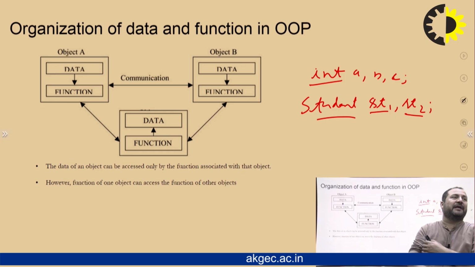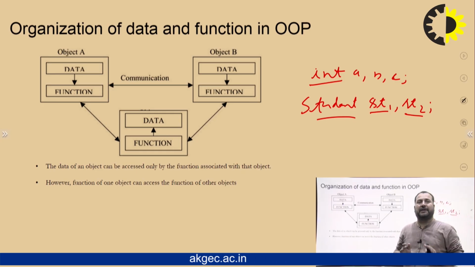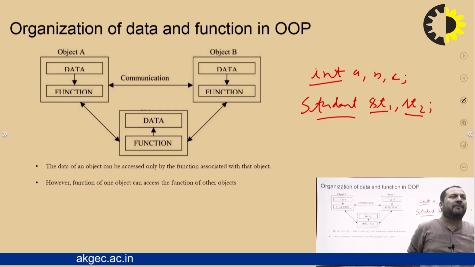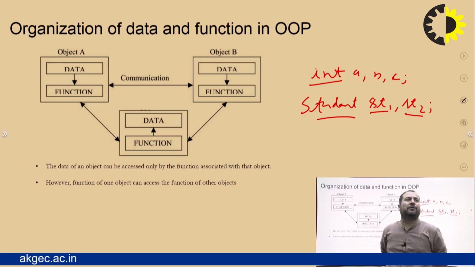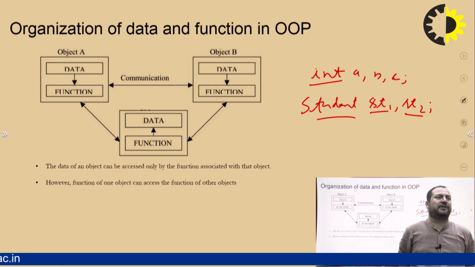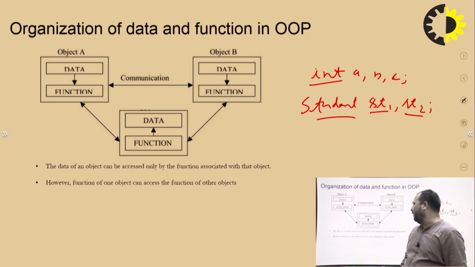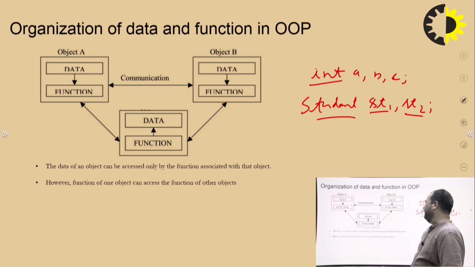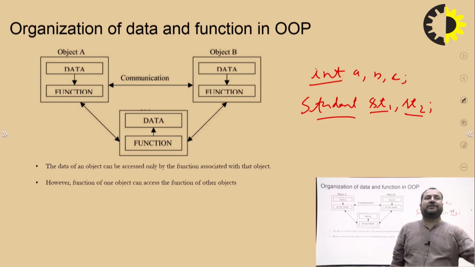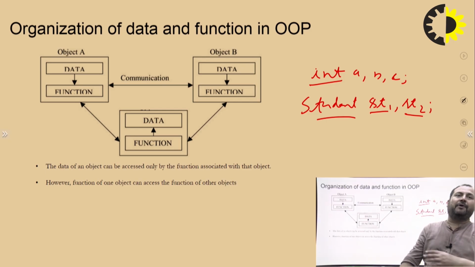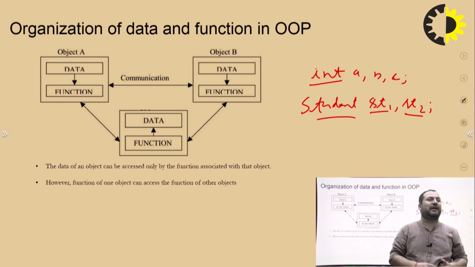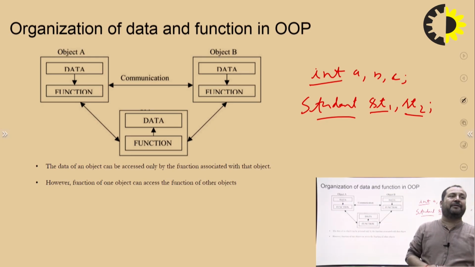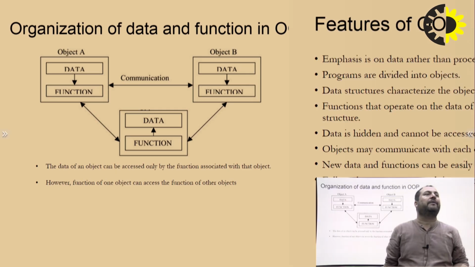In this diagram, we can see that there is communication among the objects. One object communicates with another object by the use of functions and all, right. An object has data as well as functions, and they may communicate with each other, okay. The data of an object can be accessed only by the functions associated with that object. However, a function of one object can access the function of another object, but the data of an object can be accessed only by the functions associated with that object, okay.